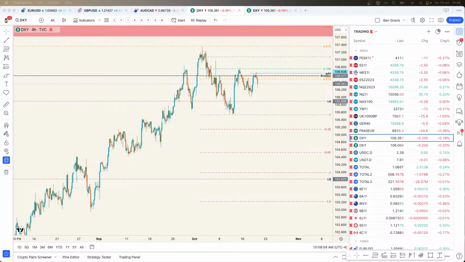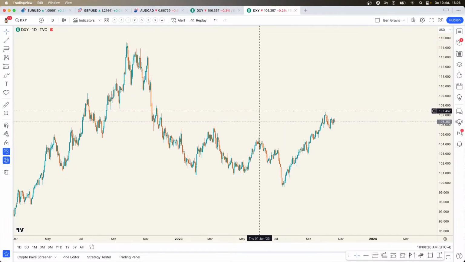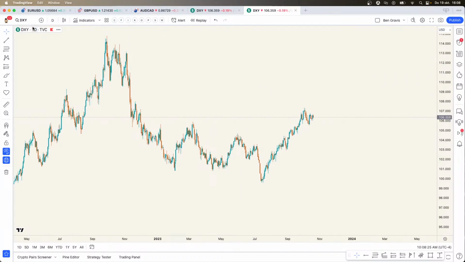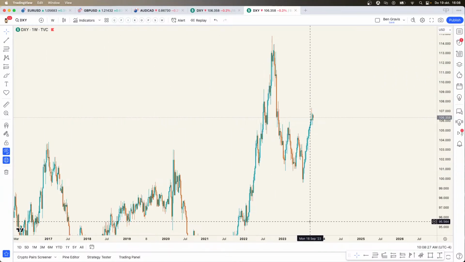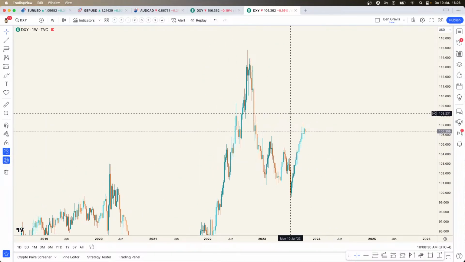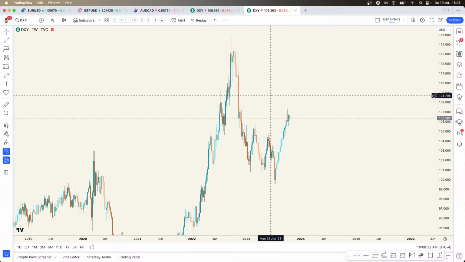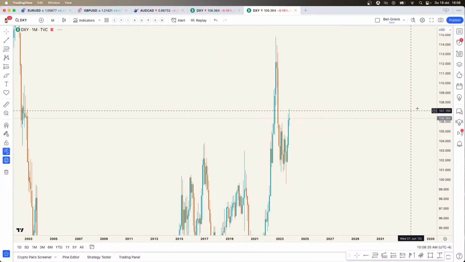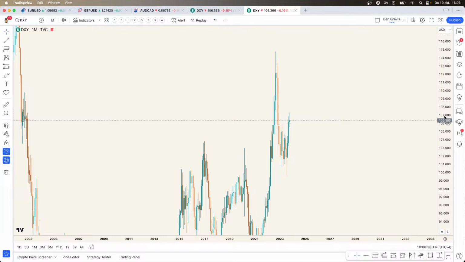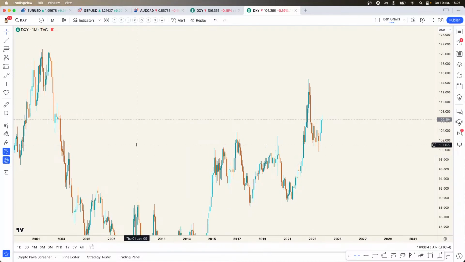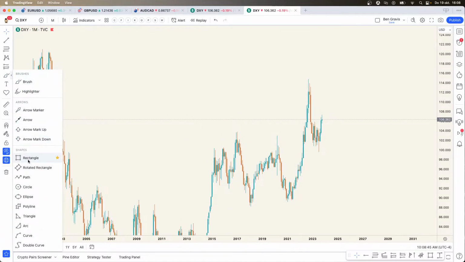All right. Let's start with DXY here. So starting on the monthly chart here, we can see that we have quite some resistance. So a zone of resistance over here.